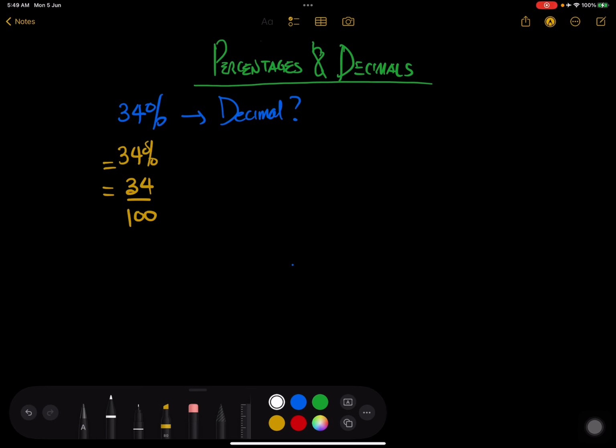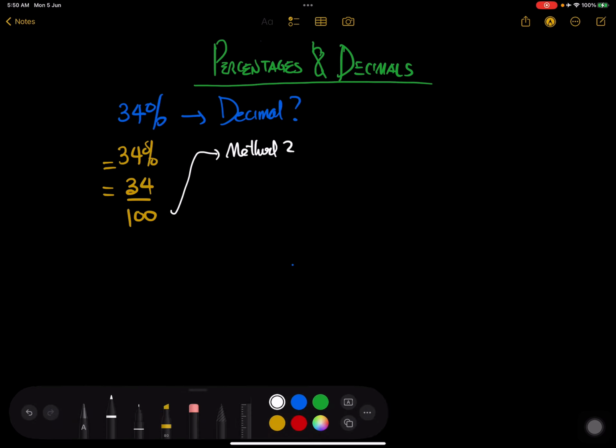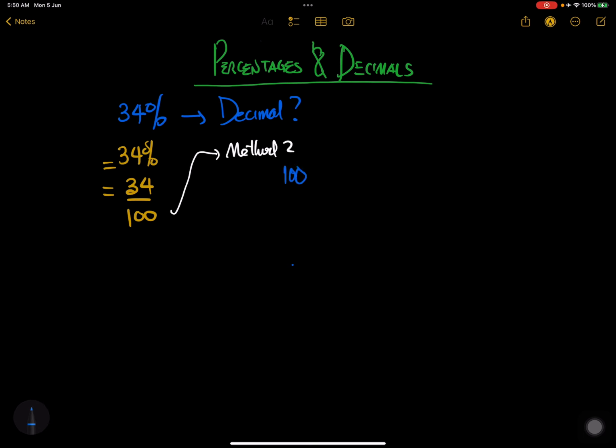What do we do next? We can do it in two ways. This could be method two. I've not done method one, but this could be method two. In method two, remember what we did? The denominator, which is the divisor, comes out, and then the dividend goes into the long division.